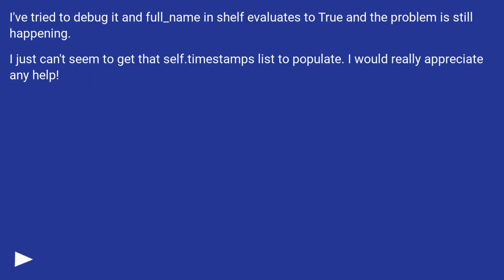I've tried to debug it, and full underscore name and shelf evaluates to true and the problem is still happening. I just can't seem to get that self.timestamps list to populate. I would really appreciate any help.